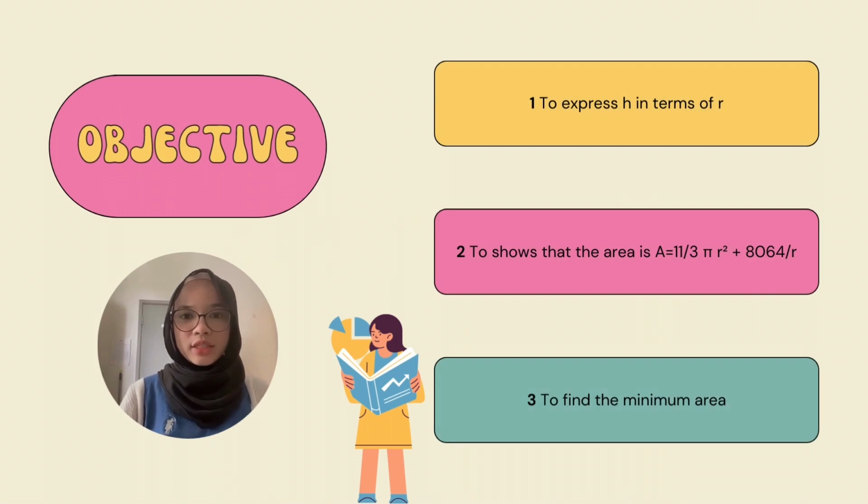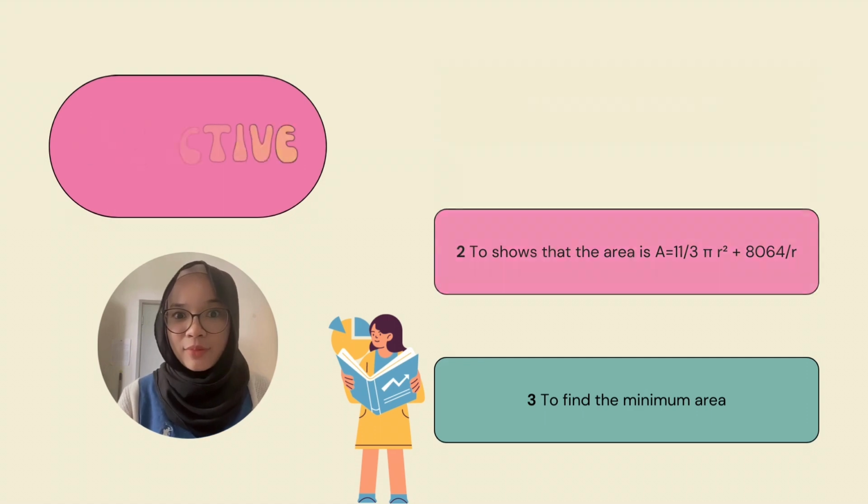There are three objectives in this application of differentiation. The first is to express h in terms of r. The second one is to show that the area A equals 11 pi r squared over 3 plus 8064 over r, and the last one is to find the minimum area.